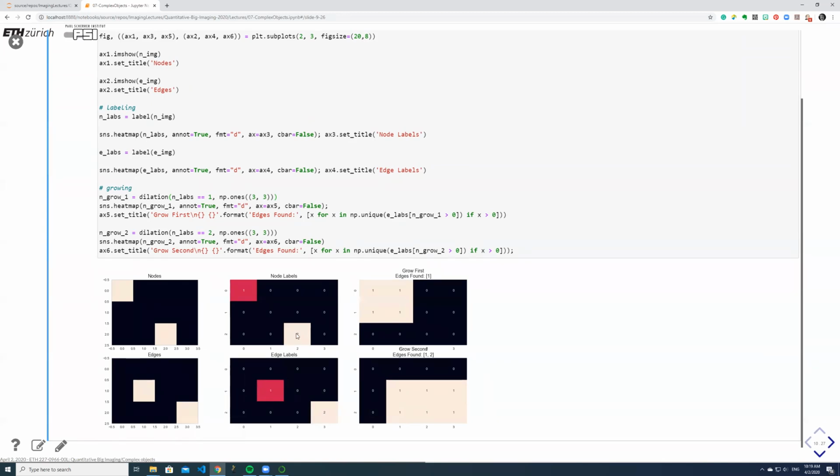If we do the same again on node number 2, we can see that it gets a blob, and this blob overlaps edges 1 and 2. So we found 2 edges in this neighborhood. This is a very small example, but it's actually the same if you do it in a larger context. You just have to count more.